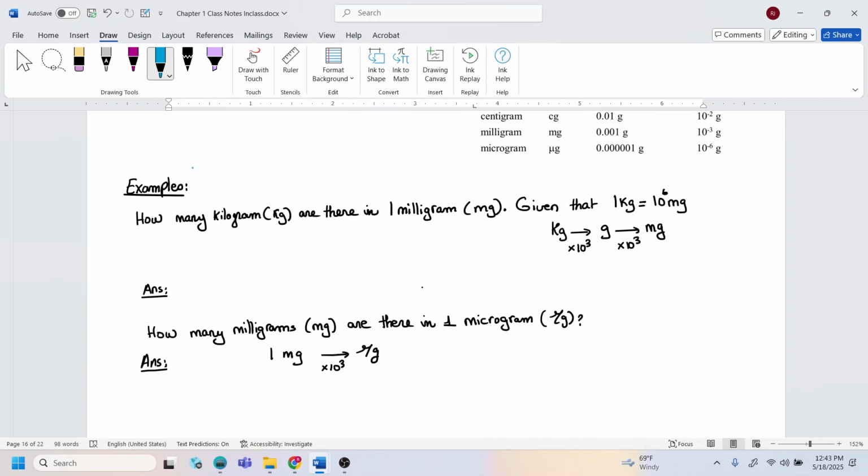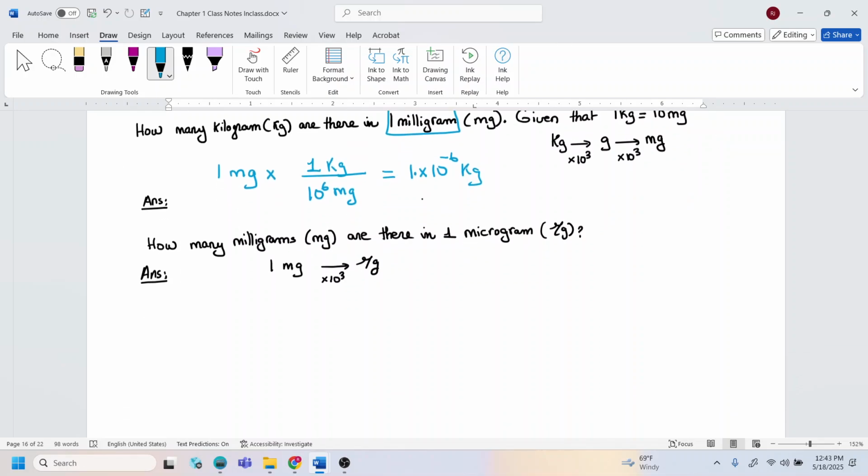So I'm starting with 1 milligram. So that's going to be my given, you guys. Okay. So it's going to be 1 milligram multiplied by, I want to cancel the milligrams. And I know that 1 kilogram is 10 to the 6 milligrams. So the milligram has to be at the bottom, and I need to divide by 10 to the 6 in there. And that is 1 kilogram. So I introduced the 1 kilogram unit. So my answer is going to be 1 times 10 to the minus 6 kilograms. It's going to be 1 point times 10 to the minus 6 kilograms.